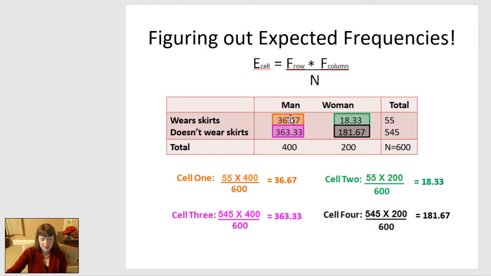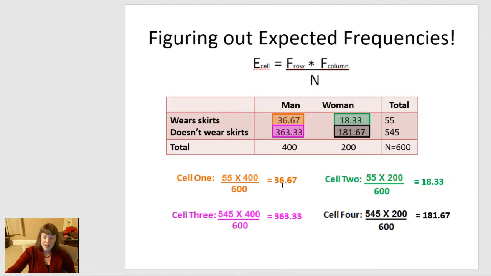You could round this up to 37. You could round this down to 18. You could round this down to 363. And you can round this up to 182. Because we're dealing with fractional people, many people do in fact round this way. I try to stick to APA style and keep the decimals, but it's up to you. By convention, some people round, other people by convention don't. It's sort of just what you prefer to do at this point.